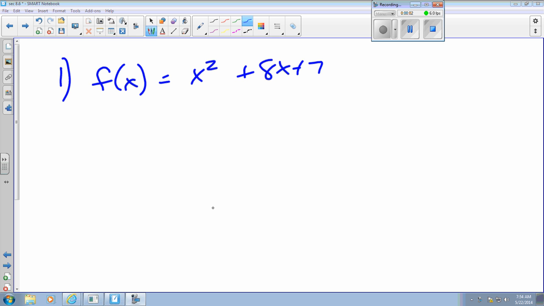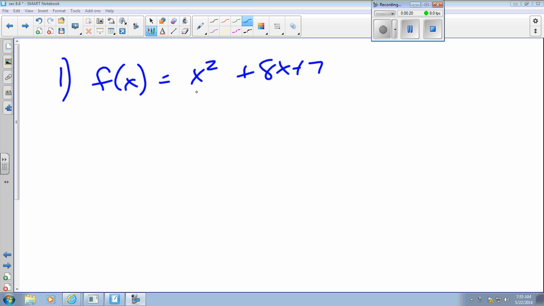Here we are on section 8.6, doing some graphing. And number one, it says find the vertex of the graph for each quadratic. So I'm going to complete the square to find the vertex.